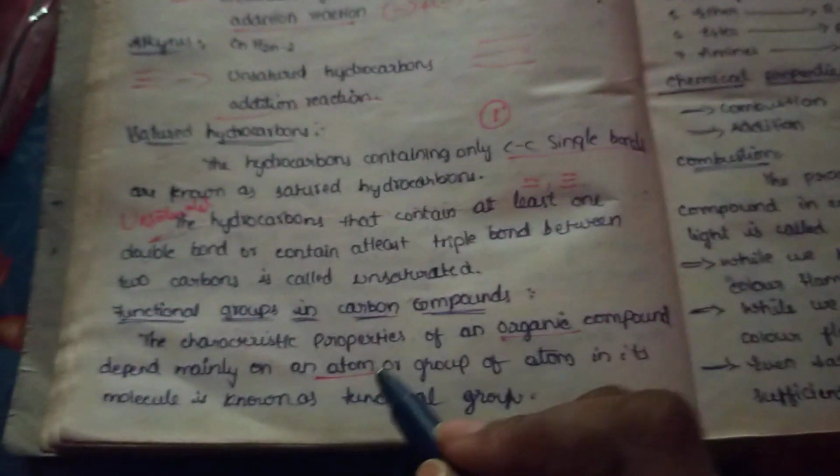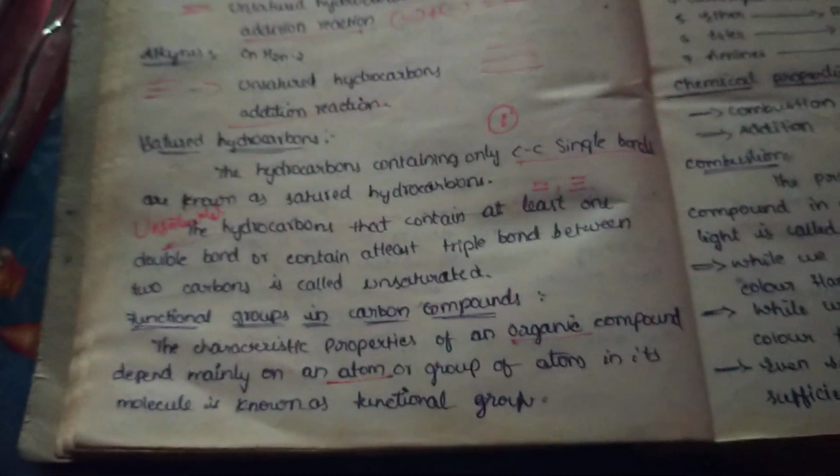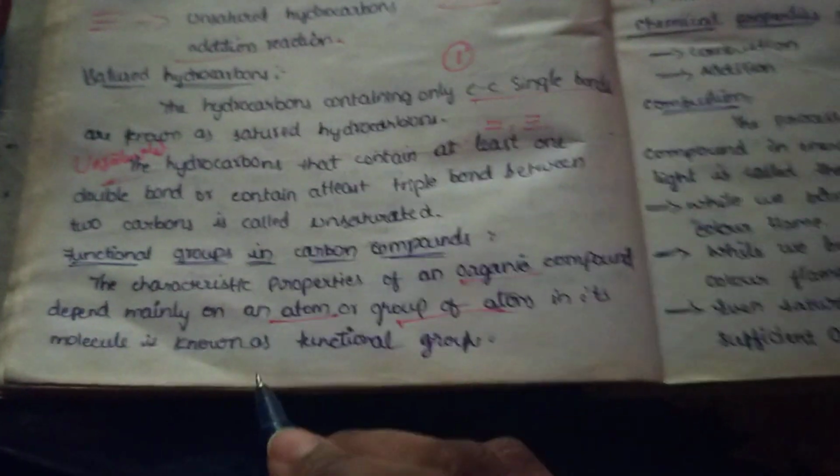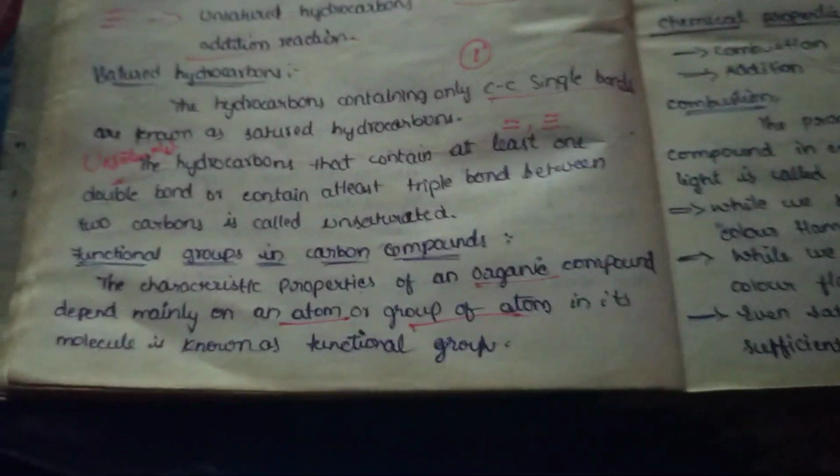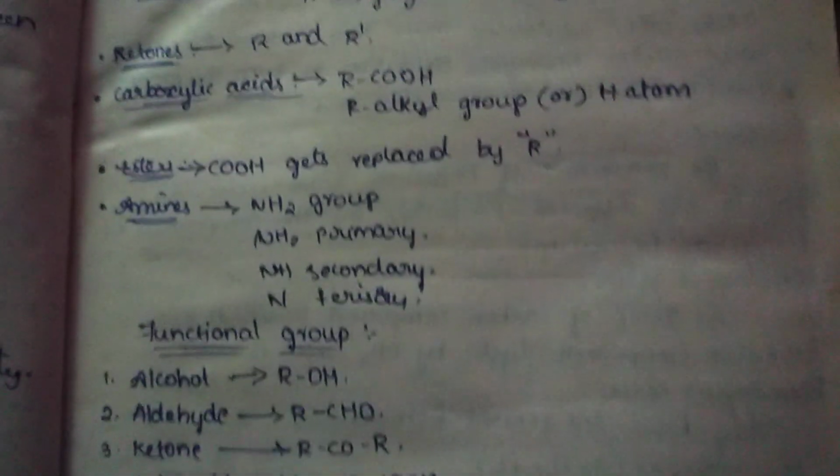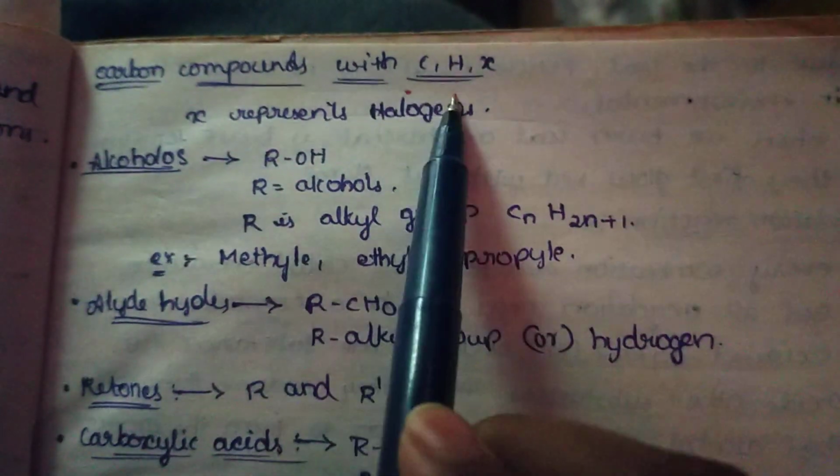I have shown you alcohol, aldehyde, ketone, ester, xanthine. I have discussed a lot about it. So like that, the characteristic properties of an organic compound, which occur naturally, depend mainly on the atom. In any chemistry, it depends upon the atom, because it is the structural and functional unit of the molecule. A group of atoms, that means the molecule, is known as the functional group. The characteristics and properties of the organic compound just depend on the atom and the atomic molecule. And next, coming to the carbon compounds with CH(X).